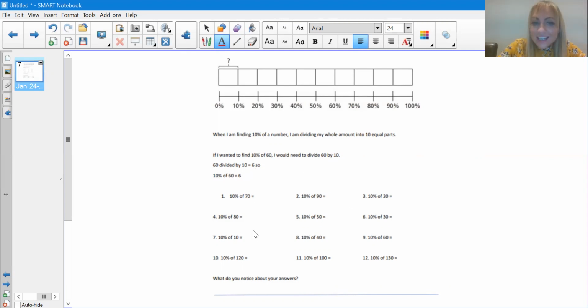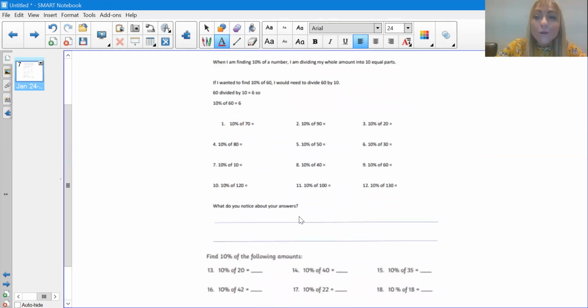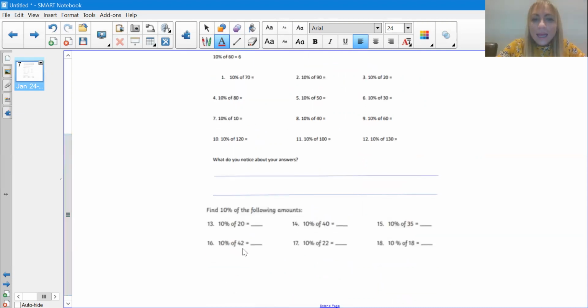You are then going to have a little go at answering these questions, and then you're going to think about what you notice about your answers. Do you see any patterns maybe? Then you're going to find 10% of the amounts here. And from question 15, they get a little bit trickier and you might need to use your place value chart like I did on the last question.